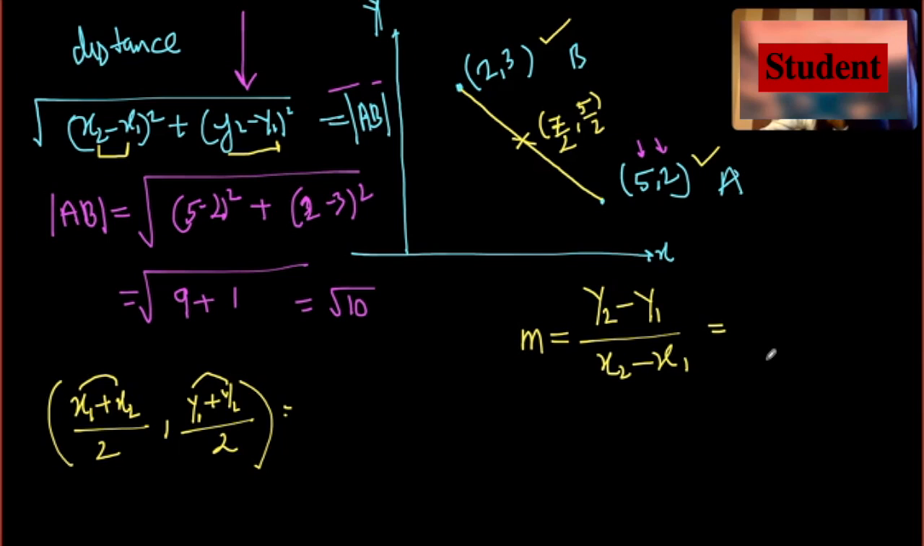Is it minus 1 over 3? Yeah, it will be negative. Let me check. You can take anyone as y1 or y2, as I told you. So let's say this is your 2, this is your 1. So I am writing 2 minus 3. And 5 minus 2. So you will get minus 1 over 3. So this is the slope. And it is negative, which means it will go down.